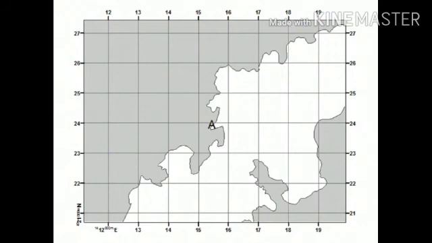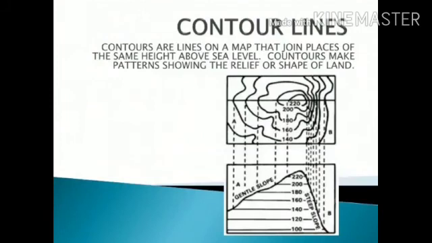Children, on a topo sheet, it is difficult to calculate the exact latitudes and longitudes of a place. So, to solve this problem, a set of vertical and horizontal lines are drawn in red. The map makes use of contours, benchmarks and spot heights to show different relief features.